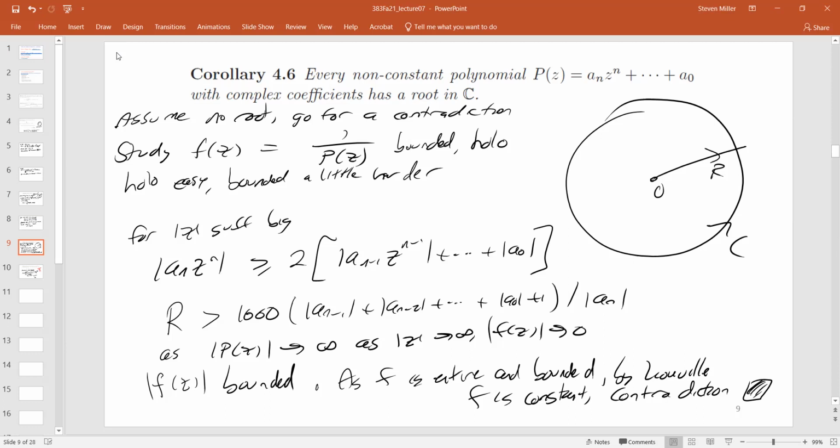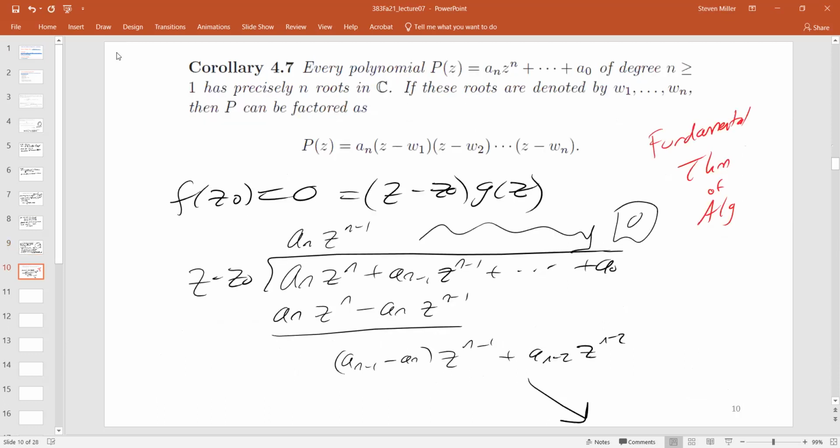Okay. So we might need to do a little bit of the laws of logic here. We just showed that if we have no root, then our function must be constant. But we know our function is not constant. Therefore, we must have a root. All right, so now we've proven 4.6. We immediately get 4.7, which is Liouville implying the fundamental theorem of algebra, which is absolutely wonderful.